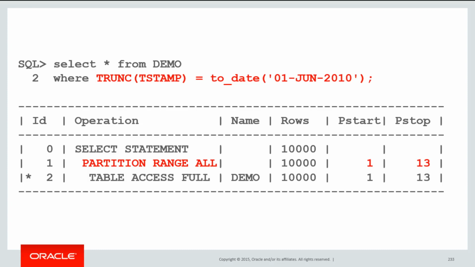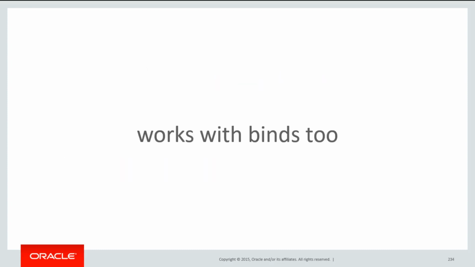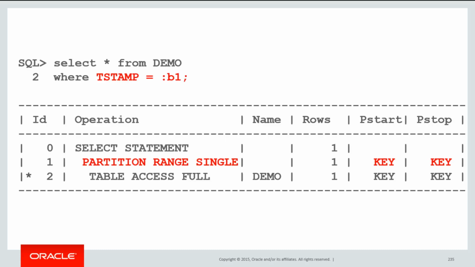As we know, bind variables are generally preferred in high-usage environments and partition pruning works with binds too. If I have a query such as where tstamp equals a bind variable, then the execution plan cannot tell us at explain plan time what the partition will be, but it will give us information in the explain plan telling us that yes, we are still just accessing a single partition range, and the pstart and pstop will have the word key, which says at execution time, when we know the value of the bind variable, we will be able to limit ourselves to just a single partition.